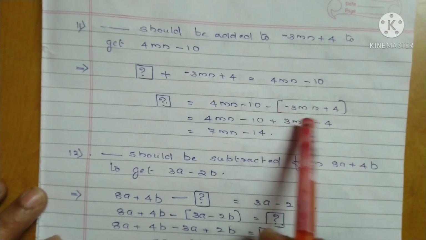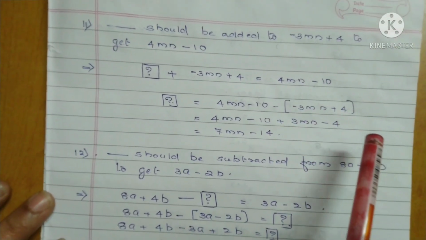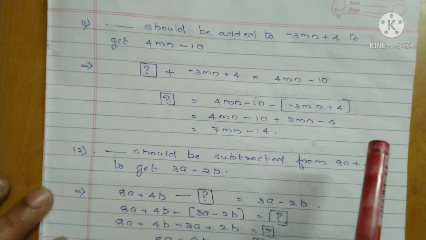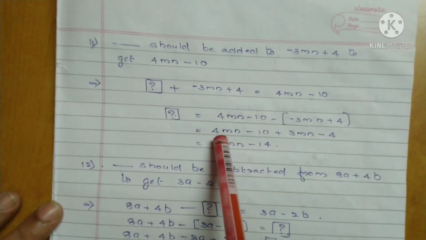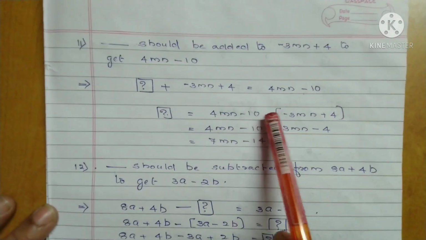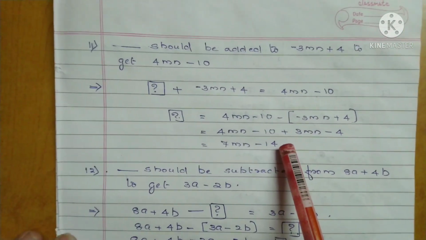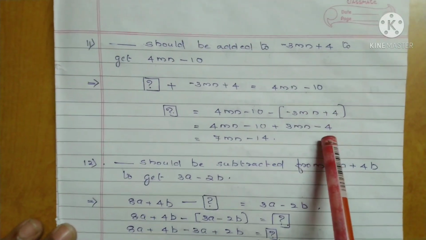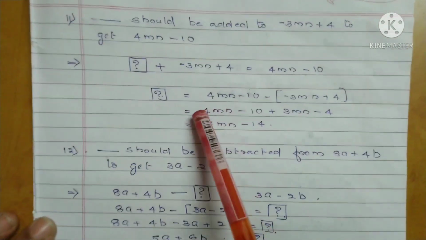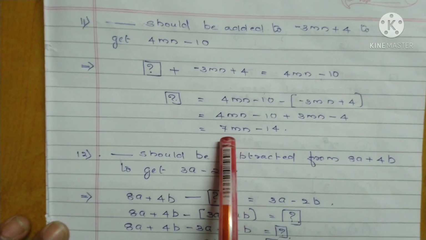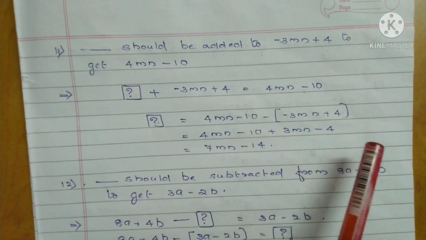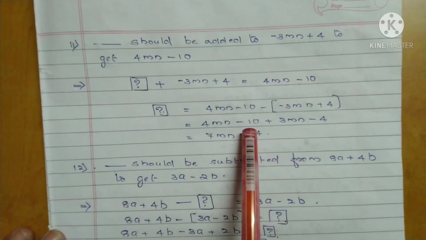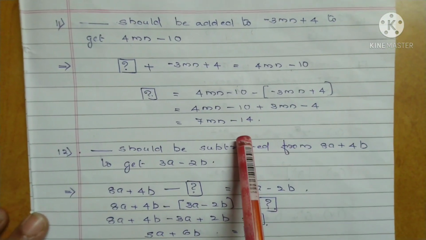This expression is not a single term, so you have to give it in brackets. Now we are opening the bracket. The first two terms will remain the same, 4mn - 10. Now minus into minus is plus 3mn, minus into plus is minus 4. Now like terms: 4mn and 3mn is 7mn, both are positive so we can add. These both are negative, so minus 10 minus 4 is minus 14.